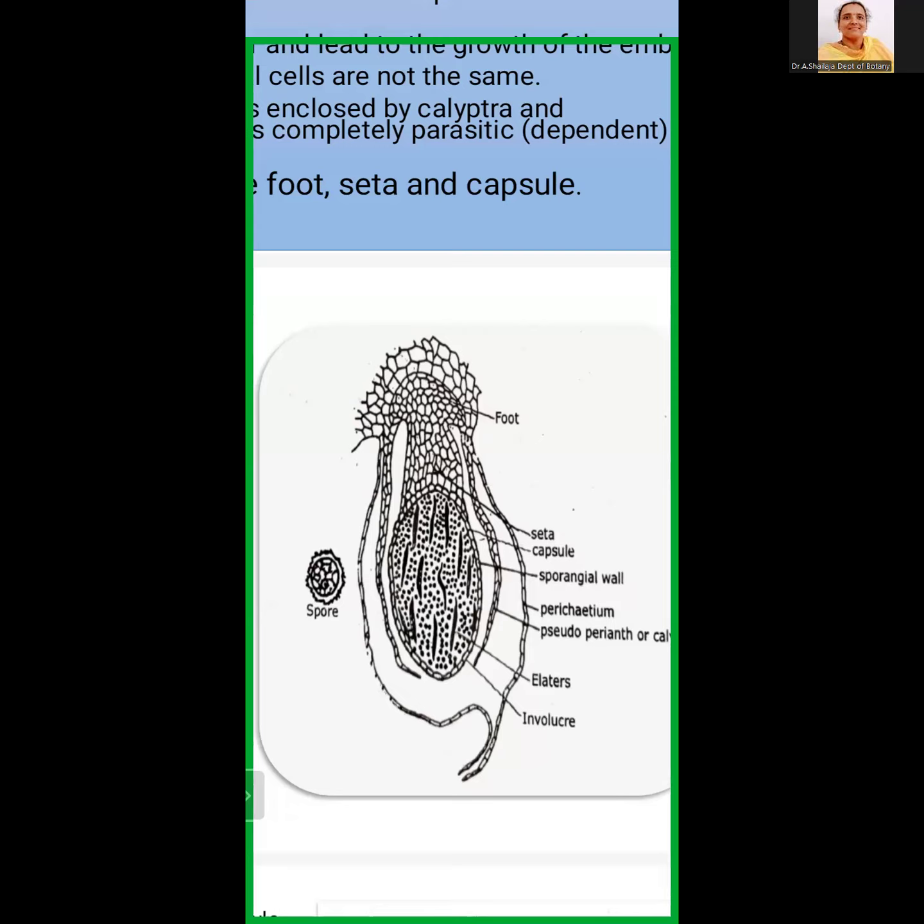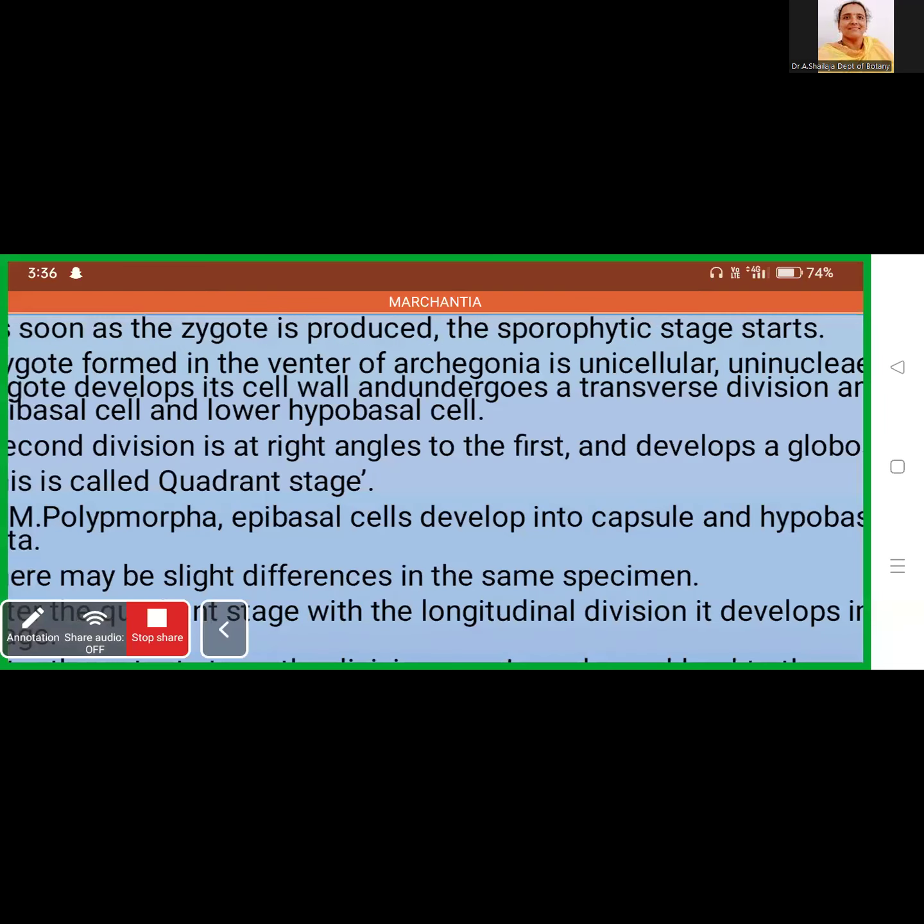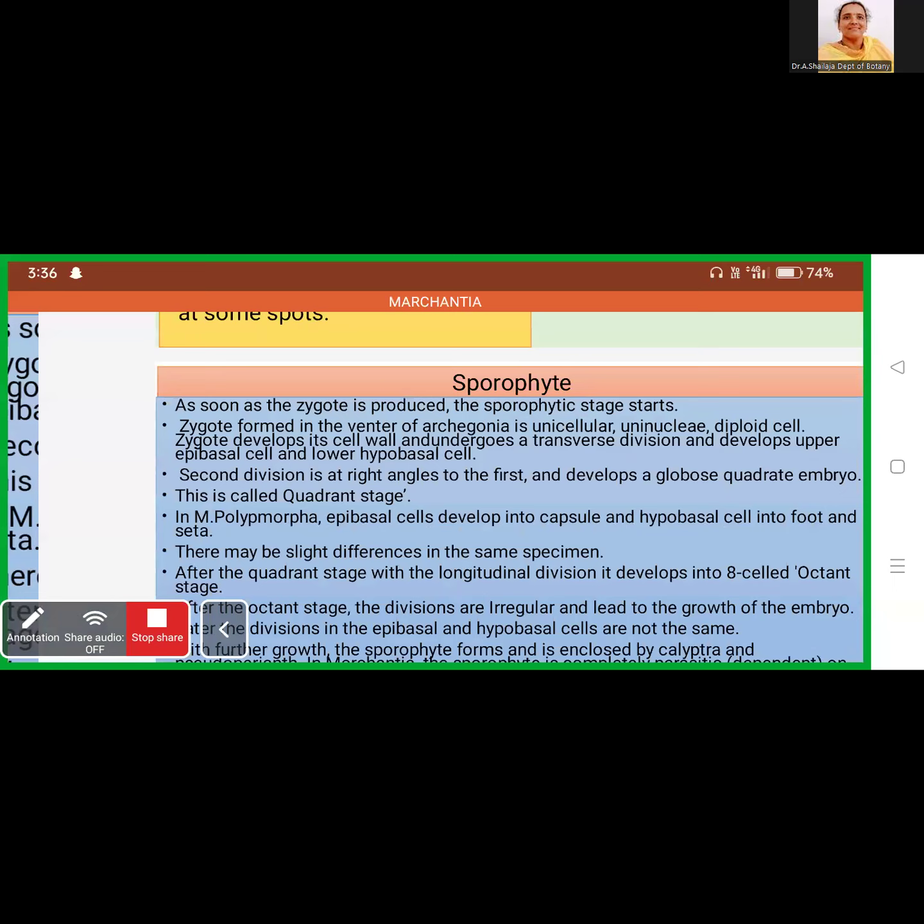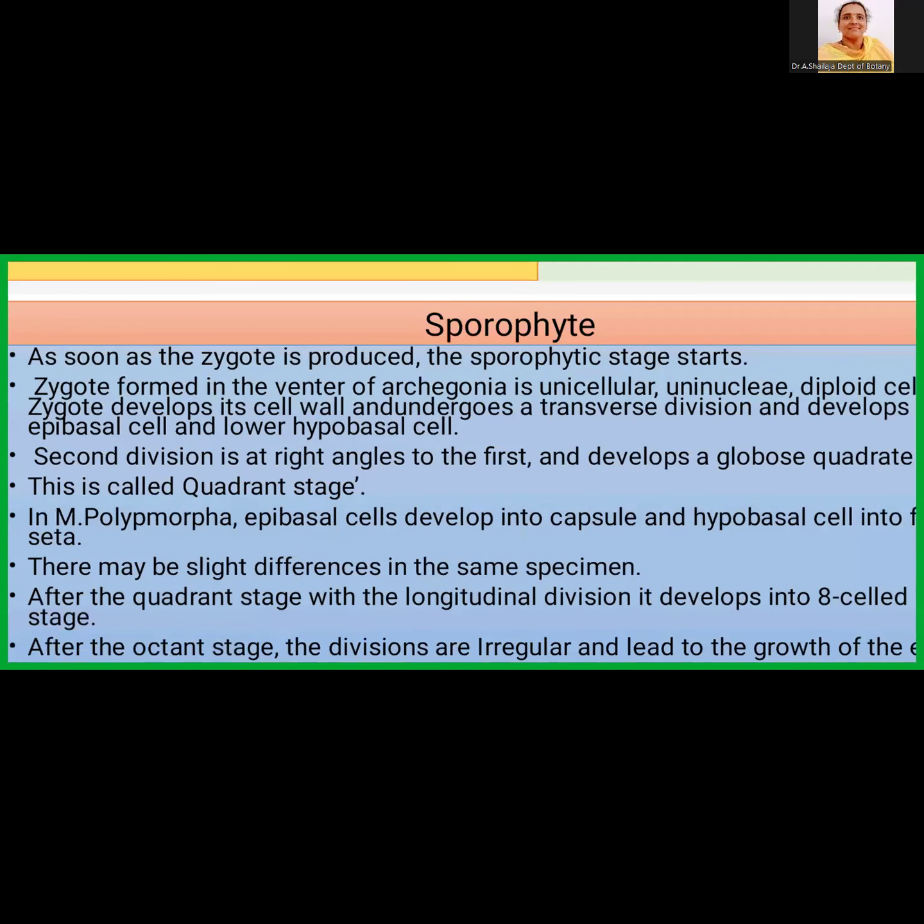After fertilization, the zygote is formed. Next we come to the sporophyte. It is very important from the exam point of view. As soon as the zygote is produced, the sporophytic stage starts. The developmental stage starts from the zygote. Sporophyte development starts from the zygote.